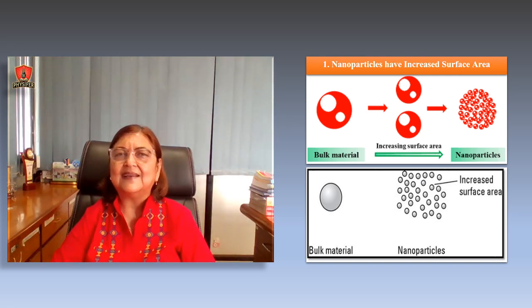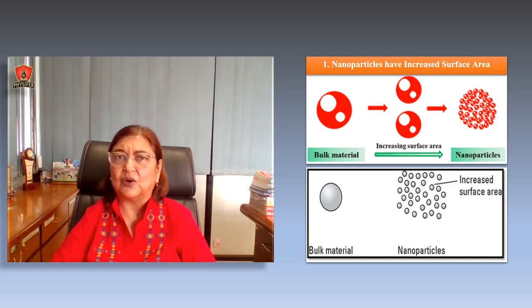We can understand this with the example of salt. If we reduce the grain size of the salt, its surface area will increase. This means a smaller amount of salt will be needed to make our food equally tasty.